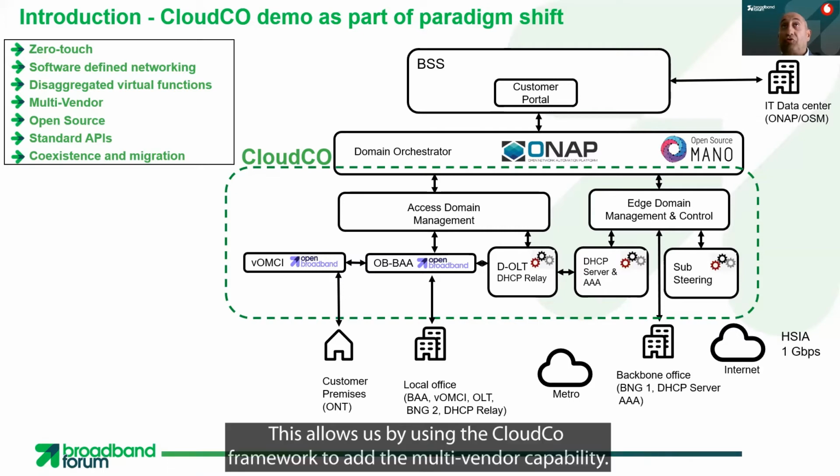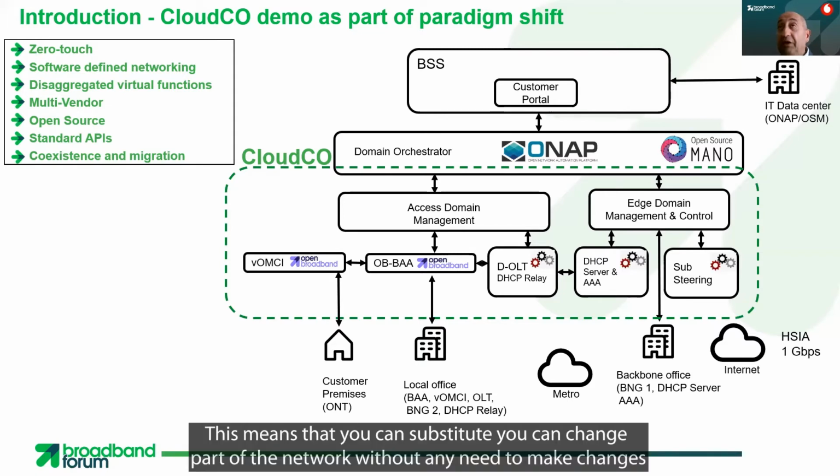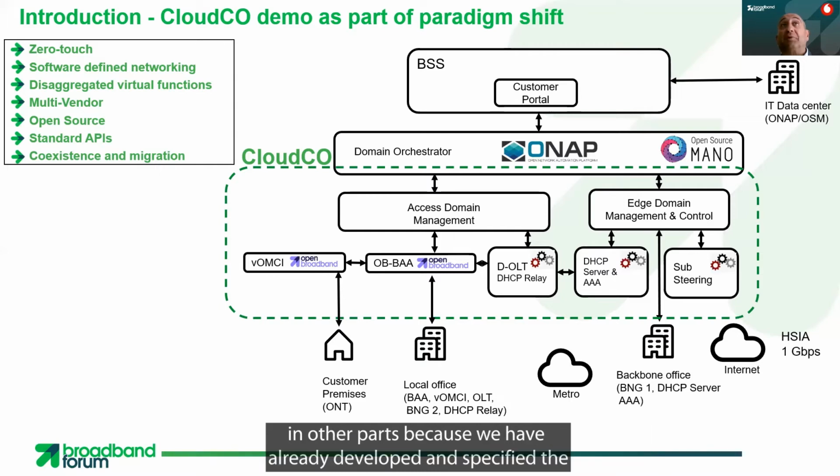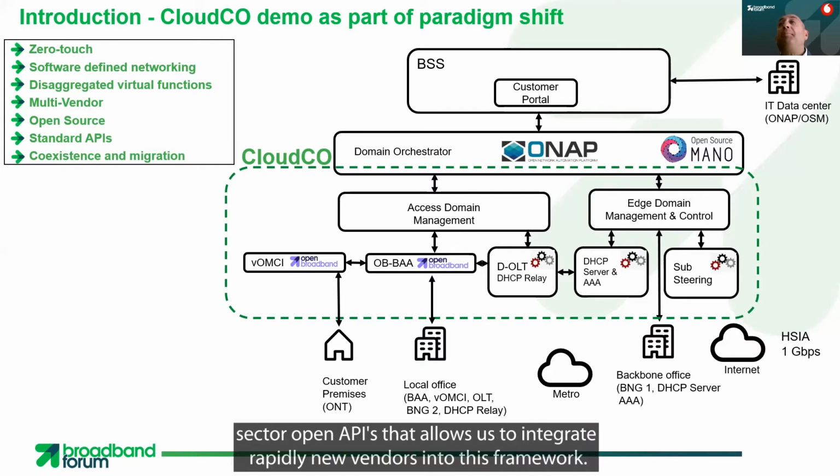This allows, as an advantage of using the CloudCO framework, to have the multi-vendor capability. This means that you can substitute, you can change part of the network without any need to make changes in other parts, because we have already developed and specified a set of open APIs that allows us to integrate new vendors rapidly into this framework.